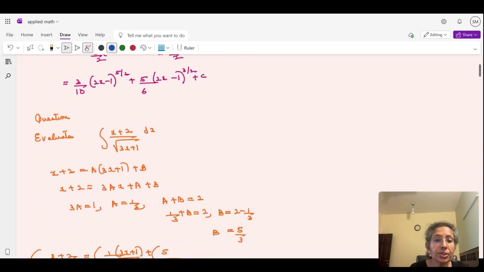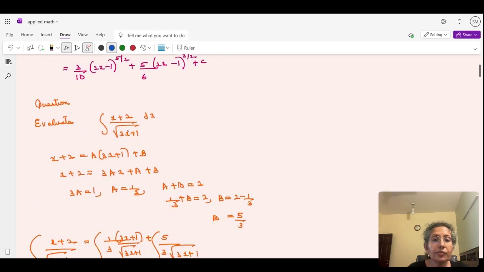The next is similar to this but slightly different. Evaluate integral (x + 2) by root (3x + 1) dx. So again I write x + 2 as a(3x + 1) + b, and x + 2 will be 3ax + a + b.